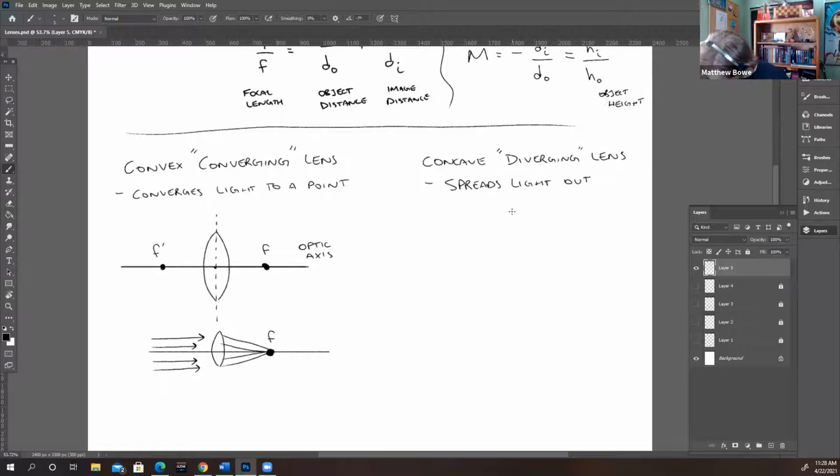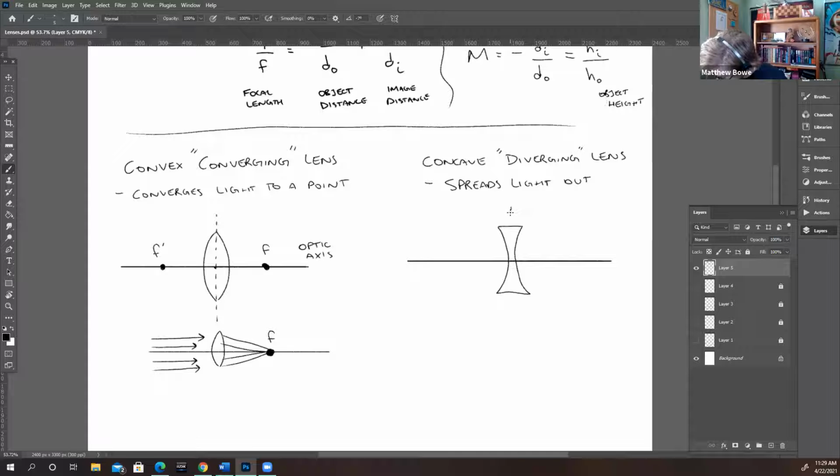Okay, so this one is pretty much the opposite shape. It's large at the top and thin near the middle. See how well I can do this? Okay, that looks pretty good. Here is the optic axis. It's always going right through the middle, like that.